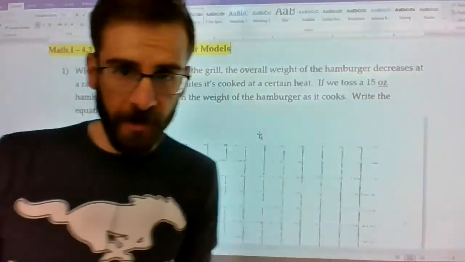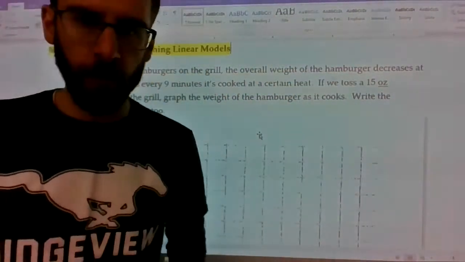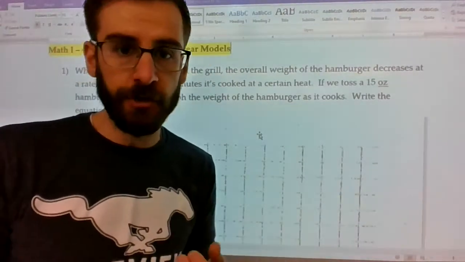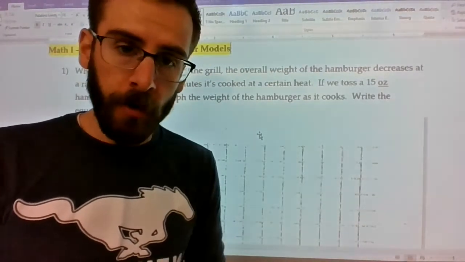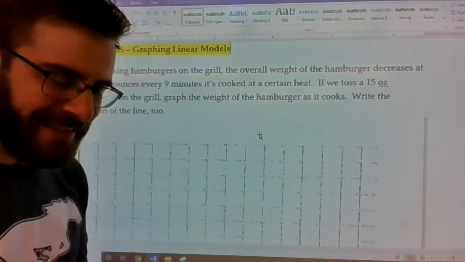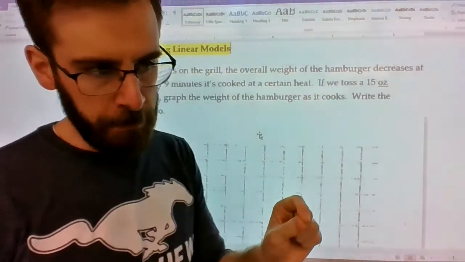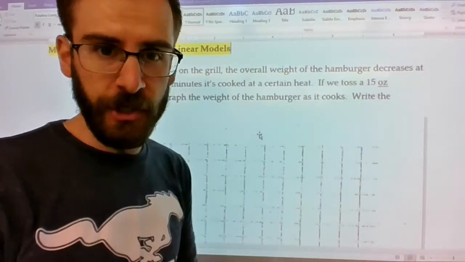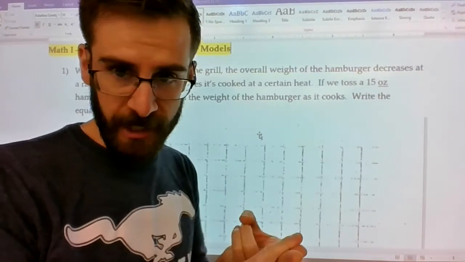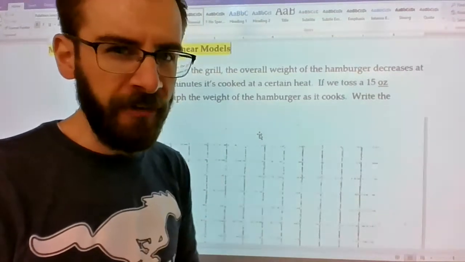Hey Math 1, we've got our third video of Chapter 4, graphing linear models. So basically what you guys are going to be doing is graphing lines. Now they're all going to have an application word problem context, so it's not going to be as simple as plot some points that are given to you. You have to figure out what the starting points are and the rate of change from the problem. I think you'll find it's not too bad.